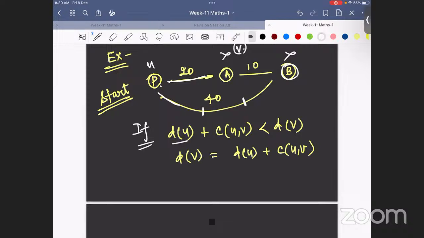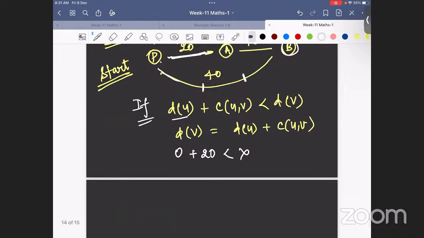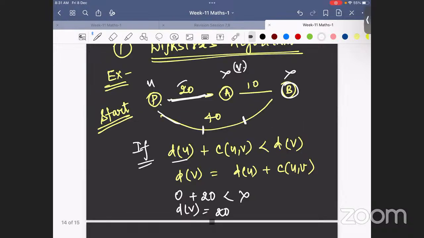So basically du is 0 plus the cost for UV. What is the cost for this? This is 20, right? And if this is less than, so this was infinite, right? So this is infinite. If this is less than infinite, you have to update the value of dv. And the updated value would be 20. So you will remove this infinite here and update the value as 20.